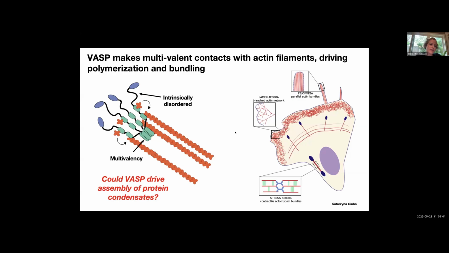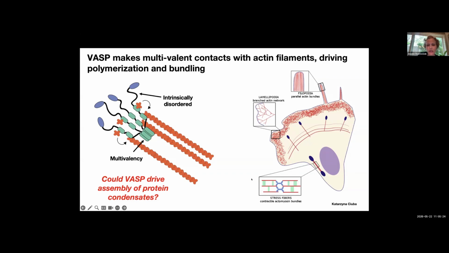So VASP is an actin polymerase and bundling protein. It hangs out at the growing ends of actin filaments, so at the tips of filopodia, where it binds to filamentous actin with a filamentous actin binding domain, and then uses its G-actin binding domain to add monomeric actin, or what we call G-actin, to the growing ends of these filaments.